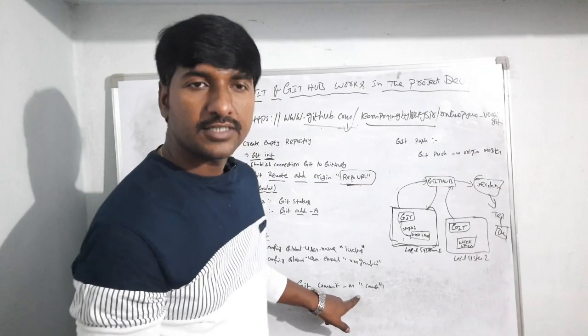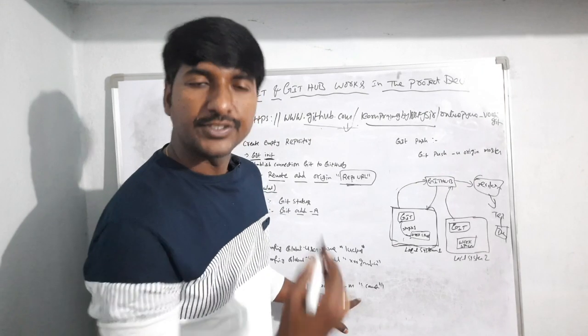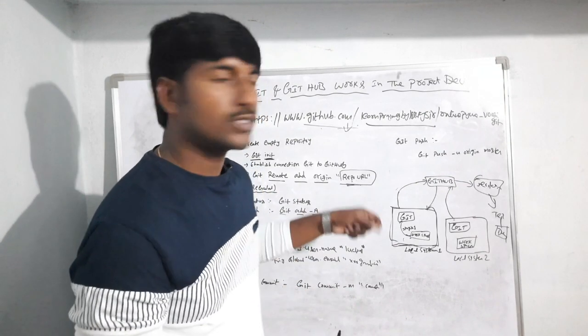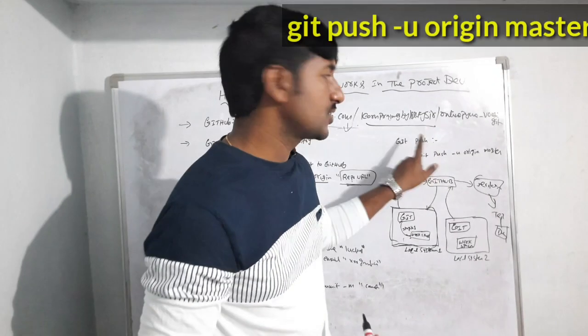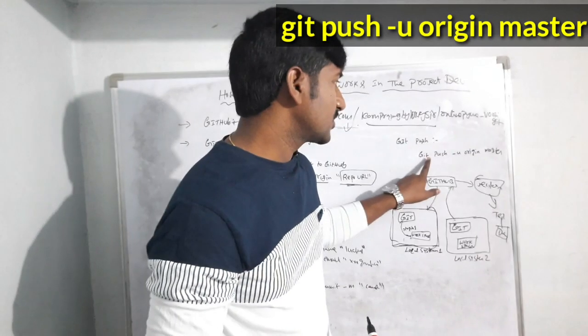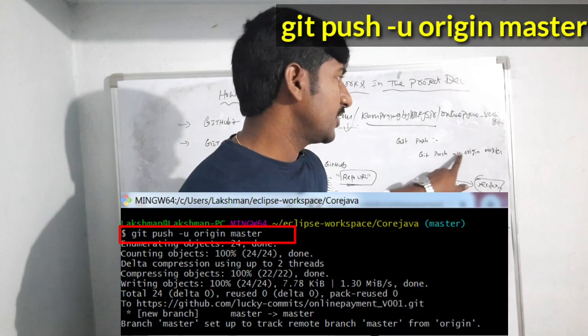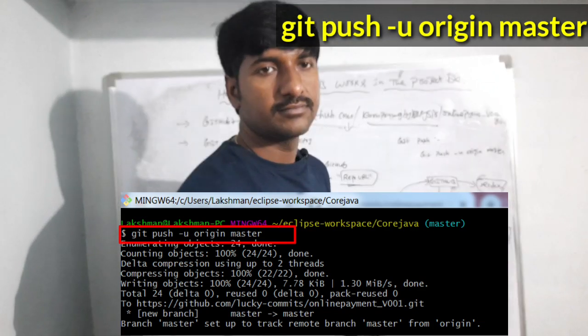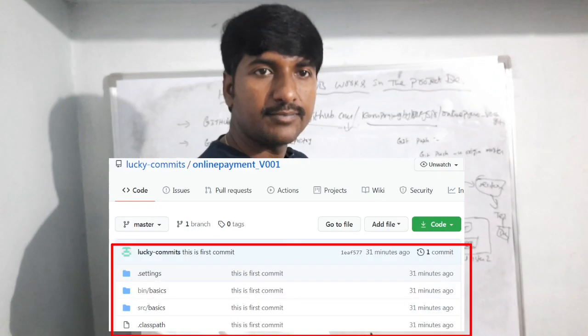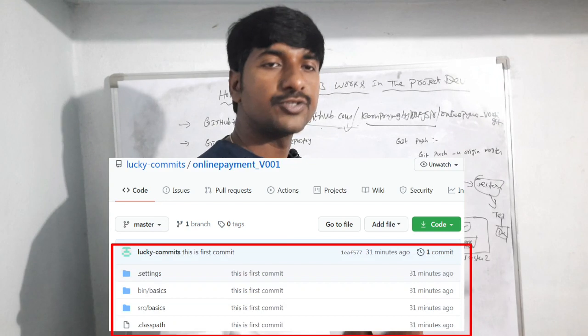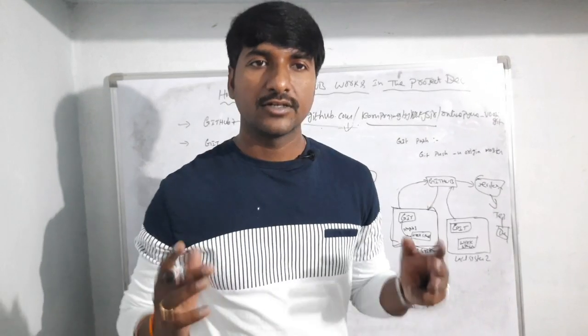After that, to push your source code into GitHub, we have to use one more command, that is the git push command. To send the source code from the local repository to the remote repository, we write the push command like this: git push -u origin master. Once you write this command, whatever source code is available in the local repository will be pushed to the remote repository.